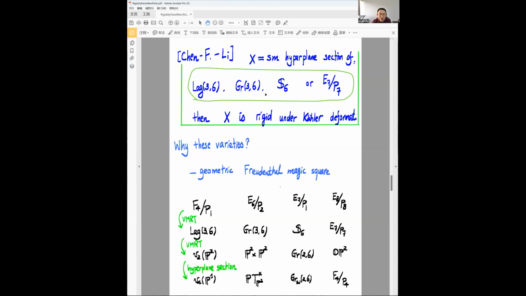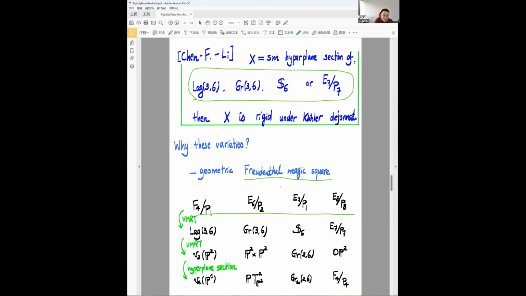In fact, these 4 varieties are quite amazing. They have many interesting properties. In fact, they come from this geometric Freudenthal magic square. It has 4 lines, and each line has 4 varieties. So the first line is F4 mod P1, E6 mod P2, E7 mod P1, E8 mod P8. And if you take the first line and then take the VMRT, for example, the VMRT of this one is just given by the Lagrangian Grassmannian LG(3,6).